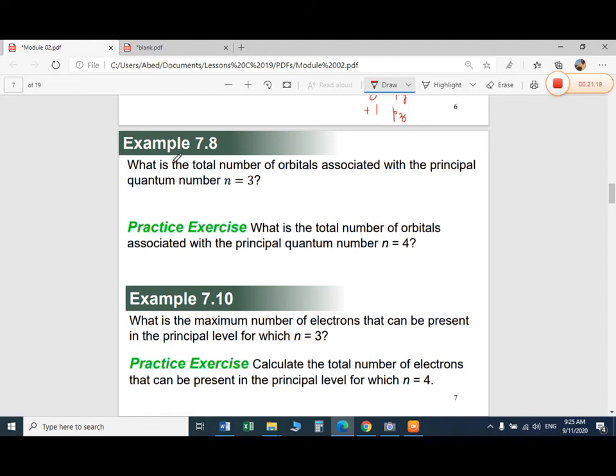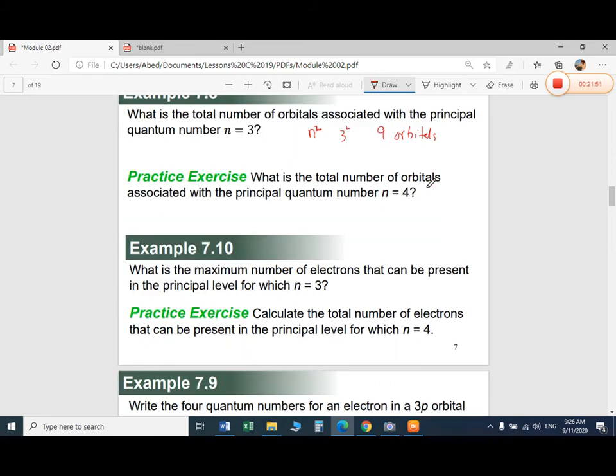So now, what is the total number of orbitals present in the principal quantum number n is equal to 3? It is simple. I showed you the formula. It will be equal to n square. If you make the n square, the answer will be 3 square is equal to 9 orbitals. Answer is 9 orbitals. Okay, and you see here, he is asking for the orbitals in n equal to 3 and here he is asking for the number of electrons in n is equal to 3.